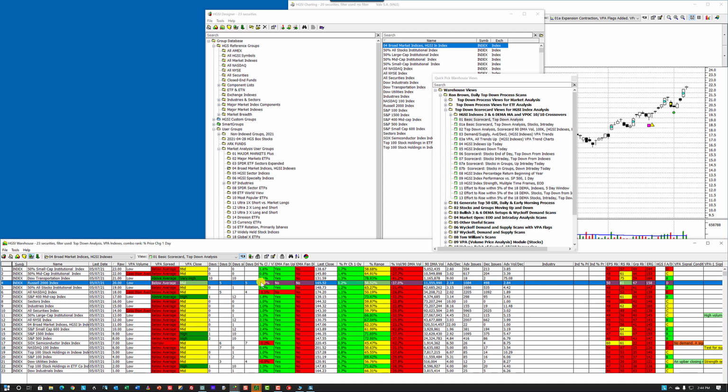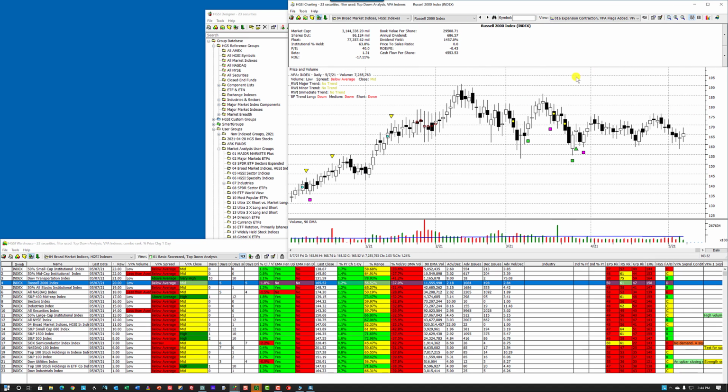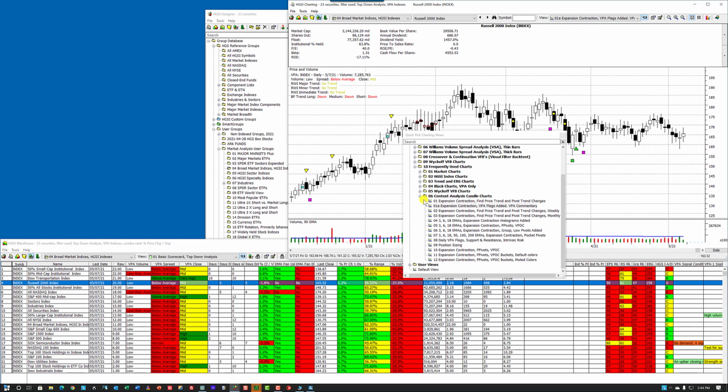So the Russell 2000, I said it's been weak, and you can see that it crossed over on both of those 5 days ago or 6 days ago. Let me just bring this up, and I'm going to bring a chart up so I can illustrate this. Okay, I hit the wrong thing. I want the quick pick.